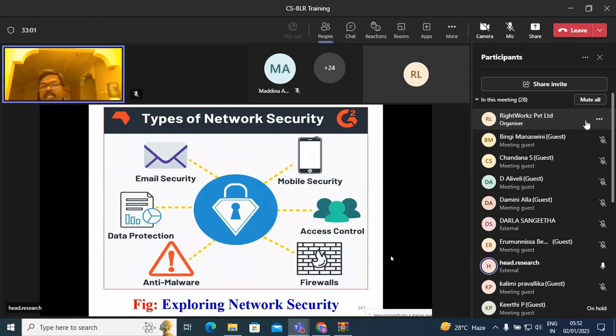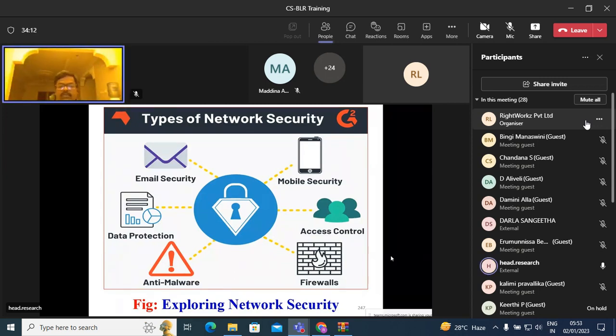Mobile security. In a mobile there are various security apps present, but some apps are misguiding or misused, and some apps are good for mobile security, to protect your sensitive data. Mobile security software we install protects our data and our apps. Then access control: if you are an authorized person, you need to have correct credentials. Then firewalls. A firewall is software to protect against unwanted websites and unauthorized access; it can stop them.